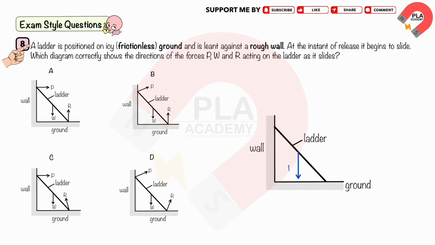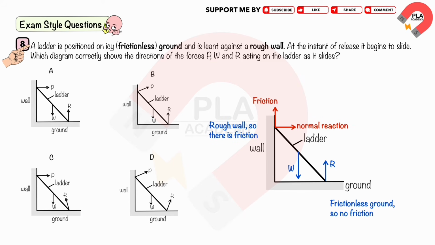The weight W of the ladder acts downward. The normal reaction of the ground acts upward on the ladder. There is no friction between the ground and the ladder due to the frictionless ground. The normal reaction of the wall acts to the left on the ladder. The friction between the wall and the ladder acts upward because the wall is rough. So, the reaction force P of the wall acts on the ladder, drawn like this. So, B is correct.